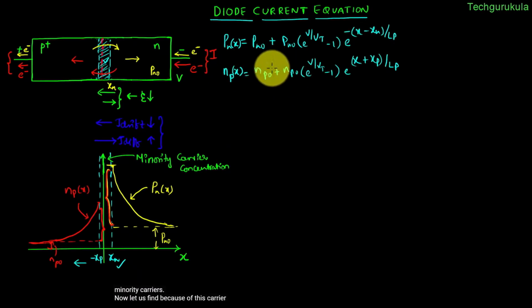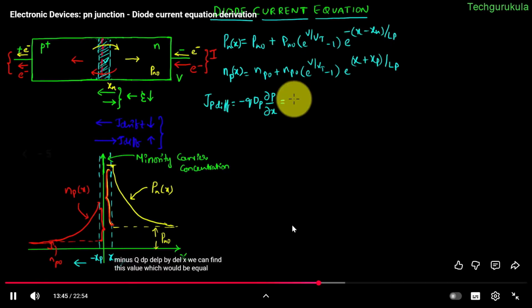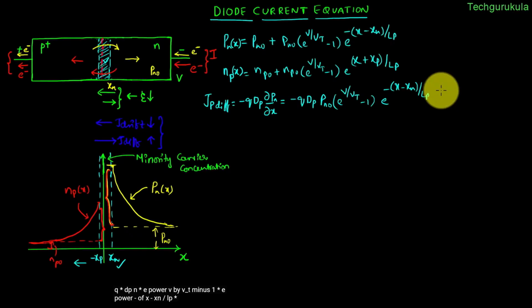Now let us find, because of this carrier concentration gradient, we have diffusion current. Diffusion current density of holes, Jp diffusion, is given by minus q Dp del p by del x. We can find this value, which would be equal to minus q times Dp Pn naught times e power V by Vt minus 1, times e power minus of x minus xn over Lp, times minus 1 over Lp.